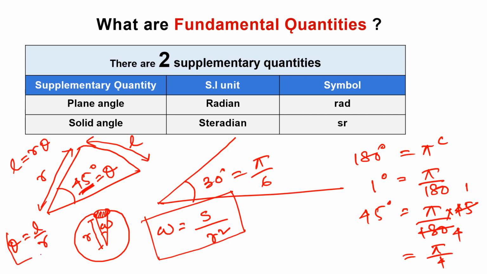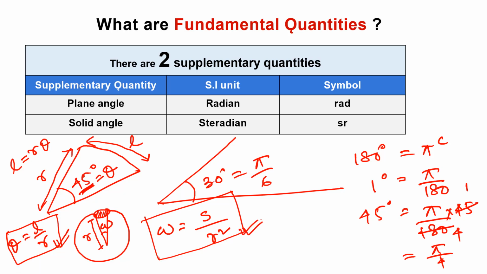So you can find the similarity between the plane angle and solid angle: theta, the plane angle, equals the length of the arc divided by the radius, and omega, the solid angle, equals the surface area divided by r square. Okay. In this case, if you have any doubt, you can say.